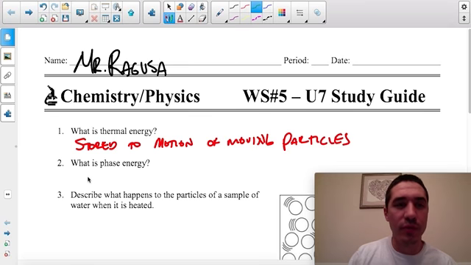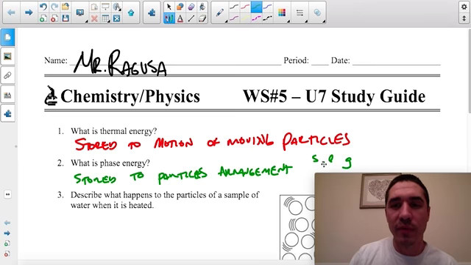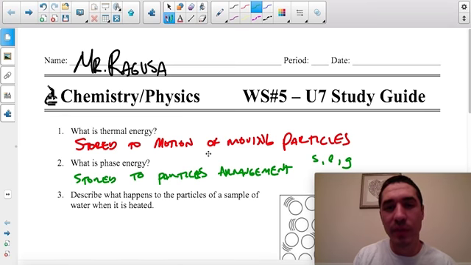Now when we go to what is phase energy, that's stored energy due to the particles' arrangement. And what we mean by arrangement is whether it's a solid, a liquid, or a gas, and how those particles are spaced out and how those particles move around. So the most phase energy would be a gas, the second most would be liquids, and then solids have the least amount of phase energy.